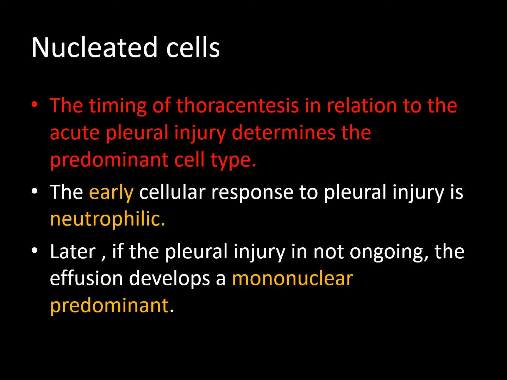The type of nucleated cell is usually related to the time of thoracocentesis in relation to acute pleural injury. The early cellular response to pleural injury is usually neutrophilic, and as time passes, if the pleural injury is not ongoing, the predominant cell type shifts towards mononuclear predominance.